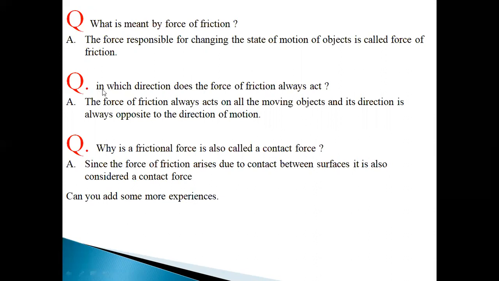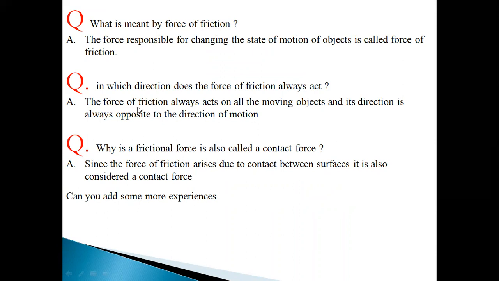In which direction does the force of friction always act? The best example is when we walk, just to observe the force of friction between the foot and the ground. By taking that example, try to answer this question. In which direction does the force of friction always act?